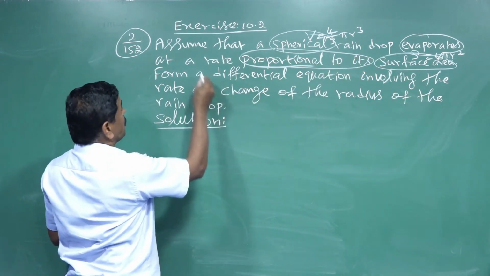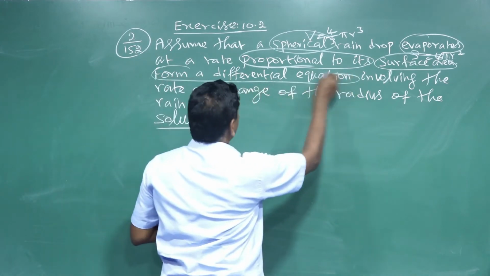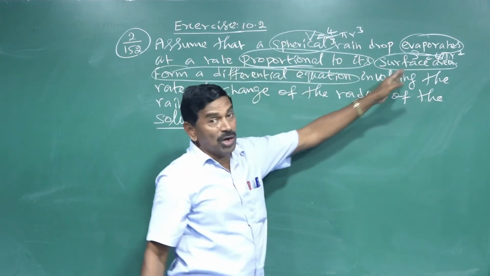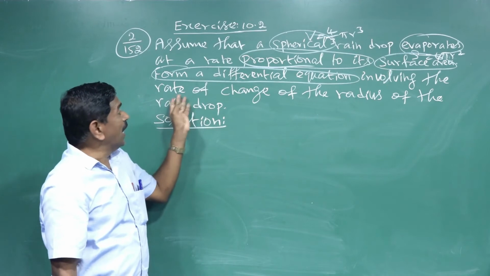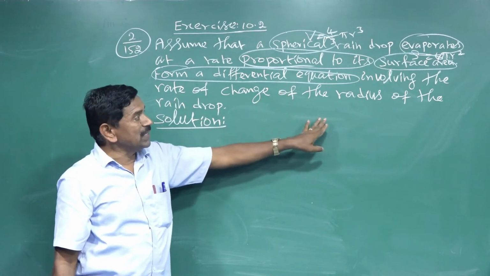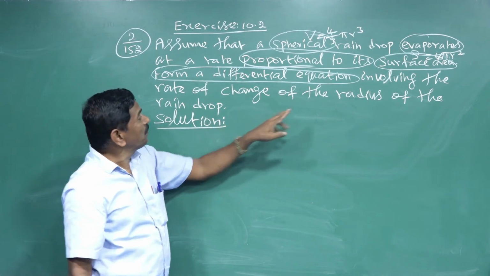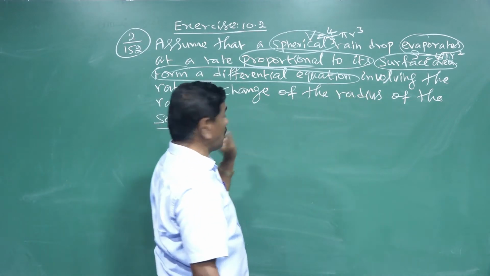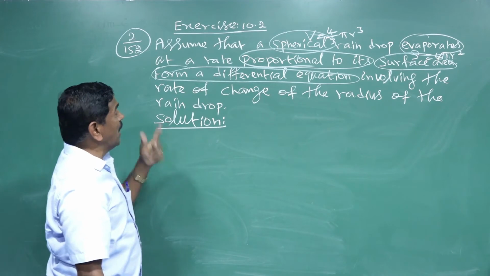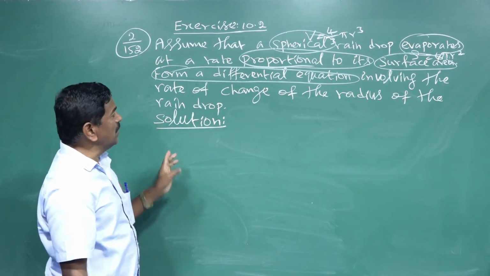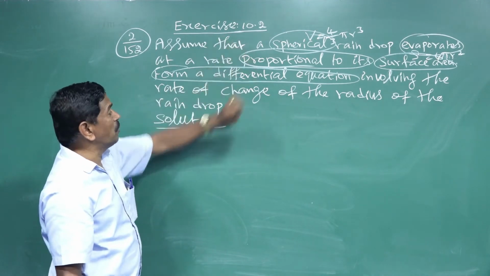Assume that a spherical raindrop evaporates at a rate proportional to its surface area. Form a differential equation involving the rate of change of the radius of the raindrop is the question. Here rate means with respect to time t differentiation. First of all, let us write the theory portion.